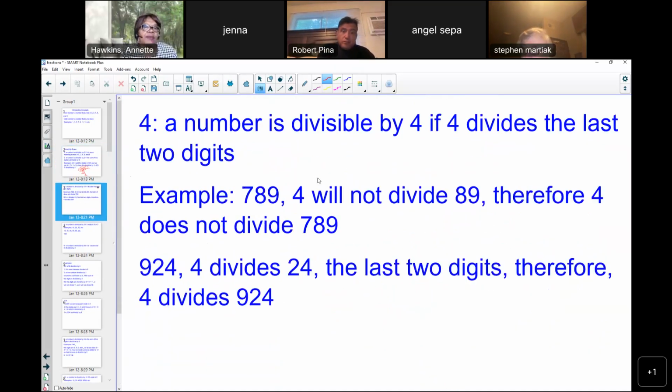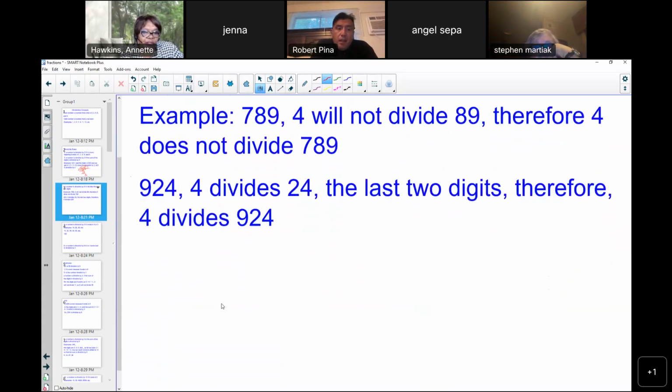All right, 4. A number is divisible by 4 if 4 divides the last 2 digits. So let's take 789. 4 would not divide 89, which are the last 2 digits. Therefore, 4 does not divide 789. Now 924. The last 2 digits are 24. Because 4 divides 24, the last 2 digits, therefore 4 divides 924.